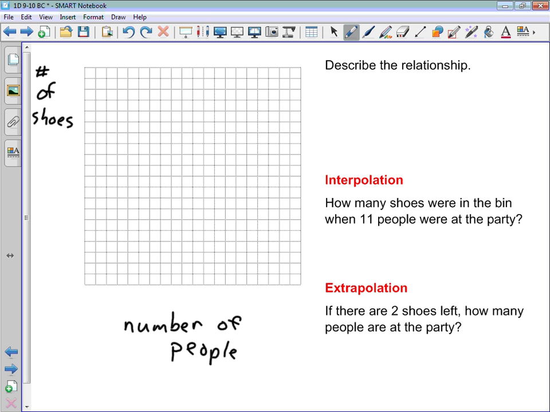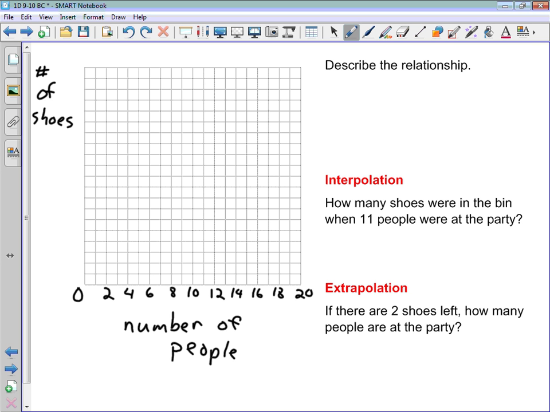I look at number of people and I see that the biggest number of people I have is 13, so let's choose a nice little scale here. I always start at 0. One box can just represent one person, so I'll just label every other one. 2, 4, 6, 8, 10, 12, 14, 16. That's far enough, but I can go a little bit further here, 18, 20.